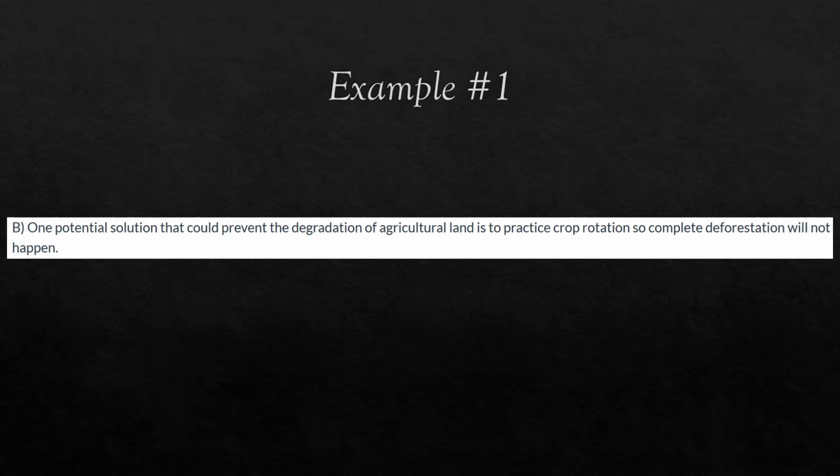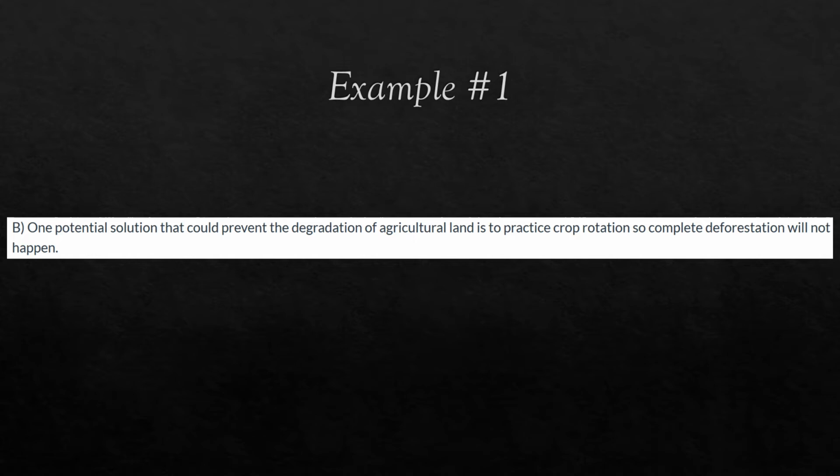Example number 1. One potential solution that could prevent the degradation of agricultural land is to practice crop rotation, so complete deforestation will not happen. This is a good answer, y'all, in a sense that I understood what the student was trying to say, but the student did not include details.